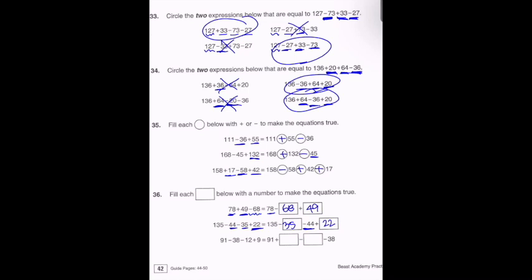And for the last row, we already said we're subtracting 38, so the other number that's being subtracted is 12. So that's going to come after the negative sign. And then the number that we're going to add is 9, so that comes after the plus sign.